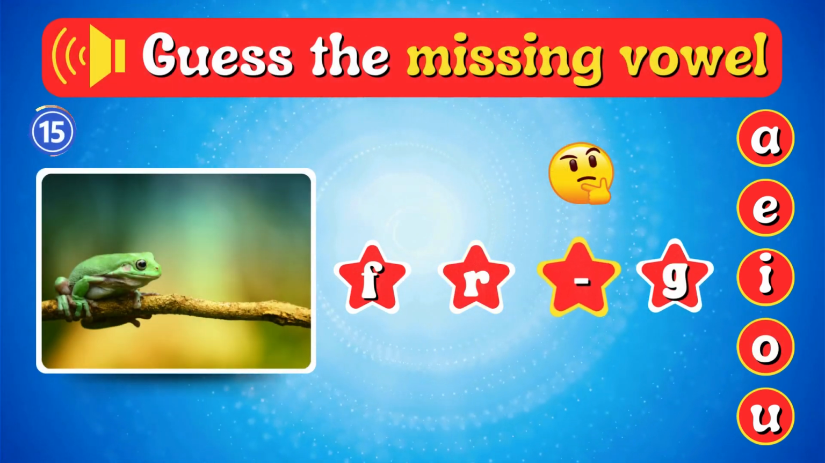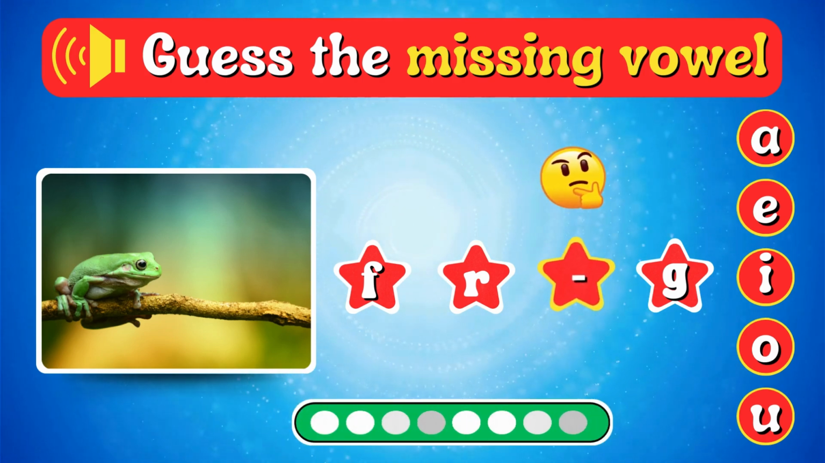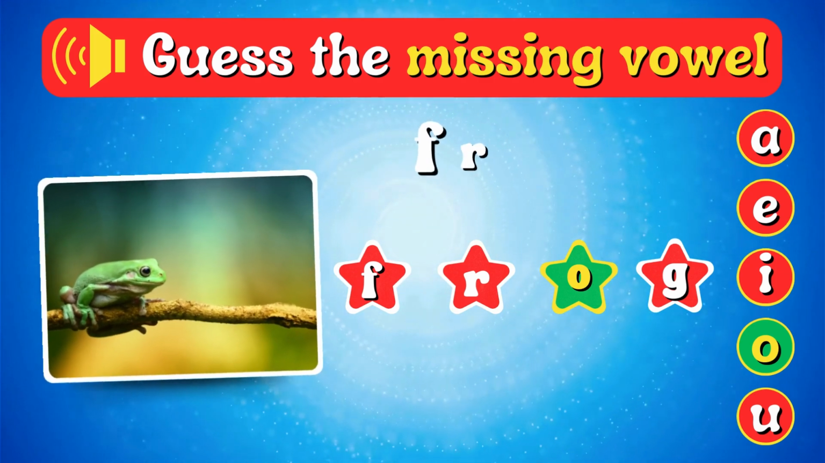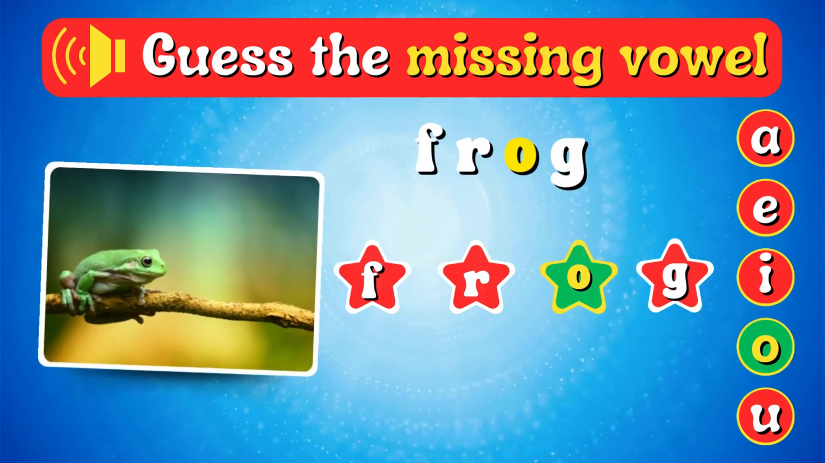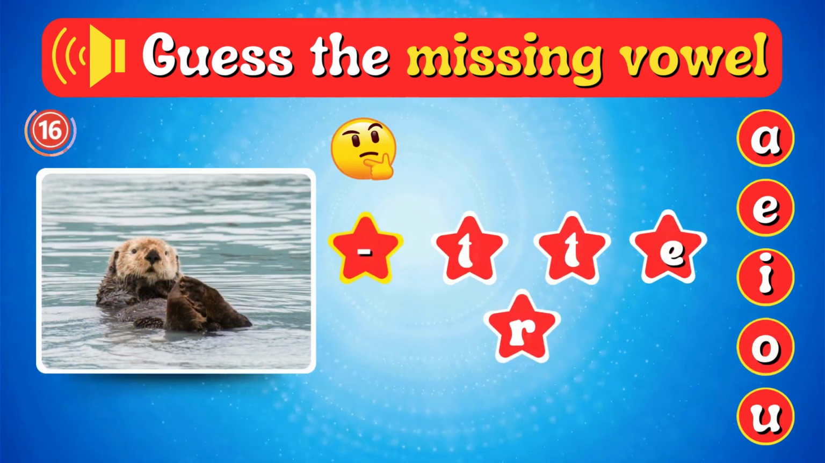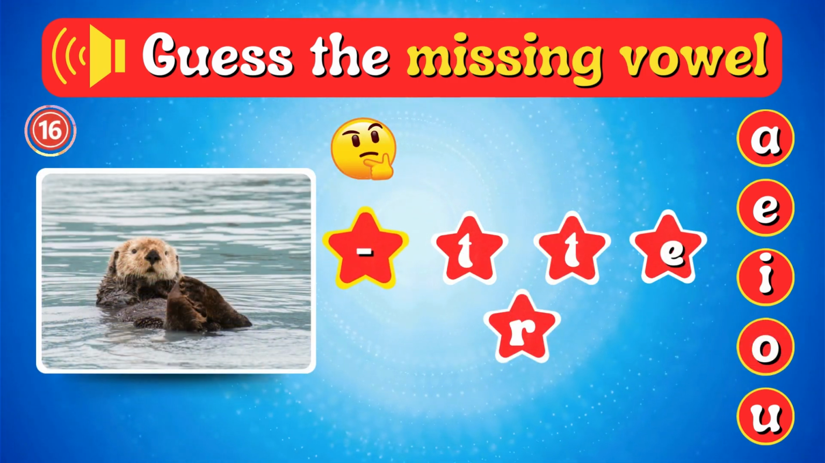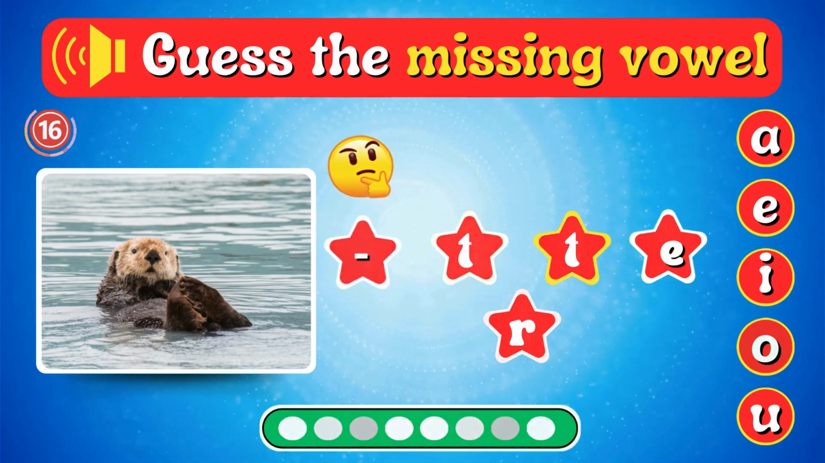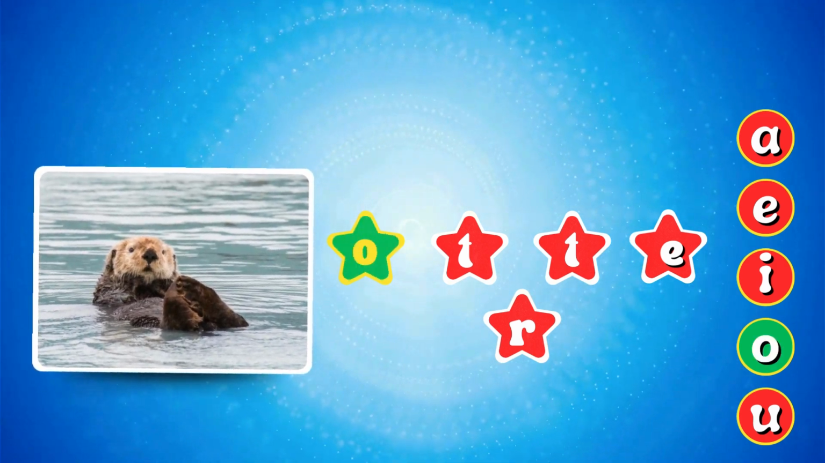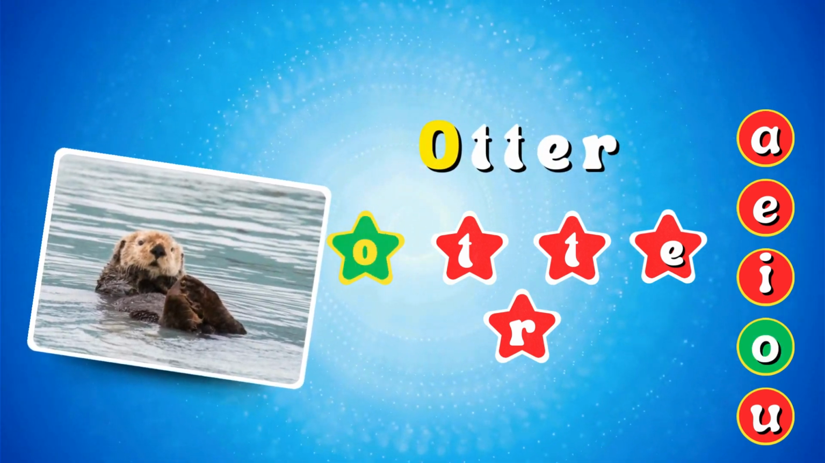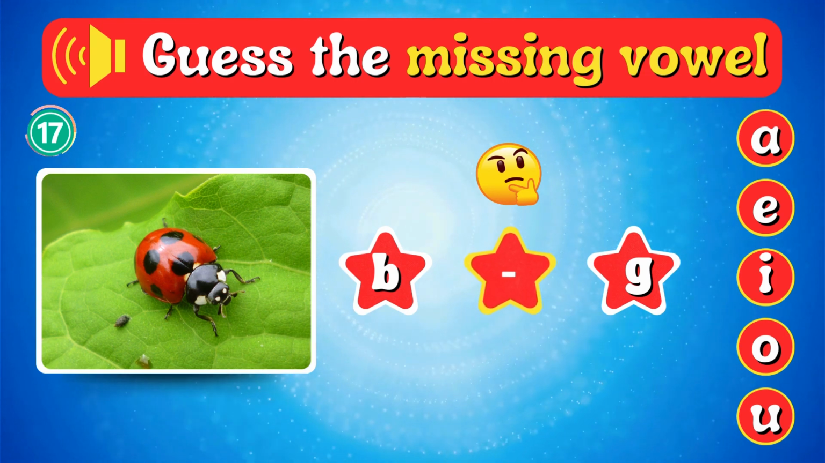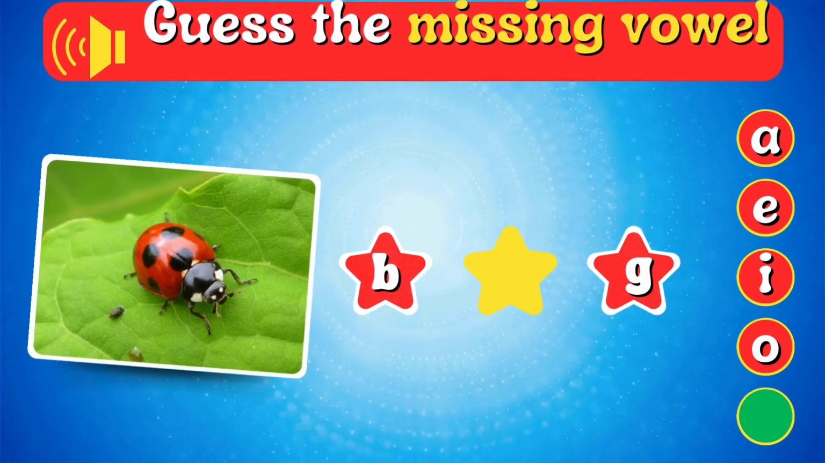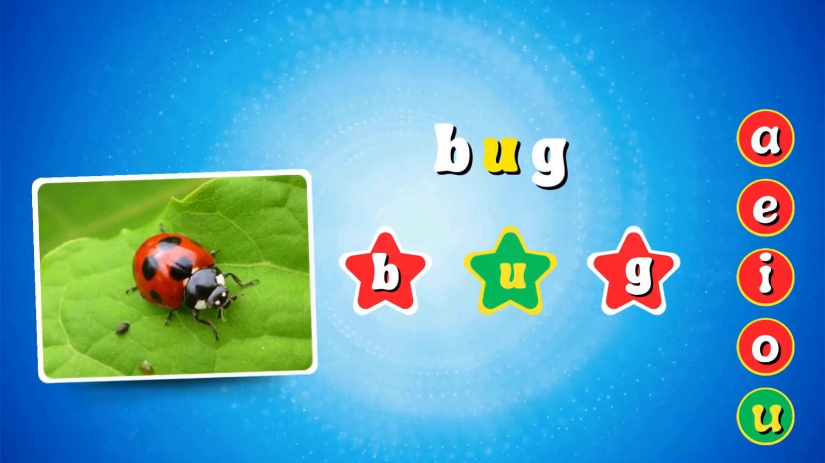guess the missing vowel. It's O. F-R-O-G, frog. Next, guess the missing vowel. It's O. Otter. Guess the missing vowel. It's U. B-U-G, bug.